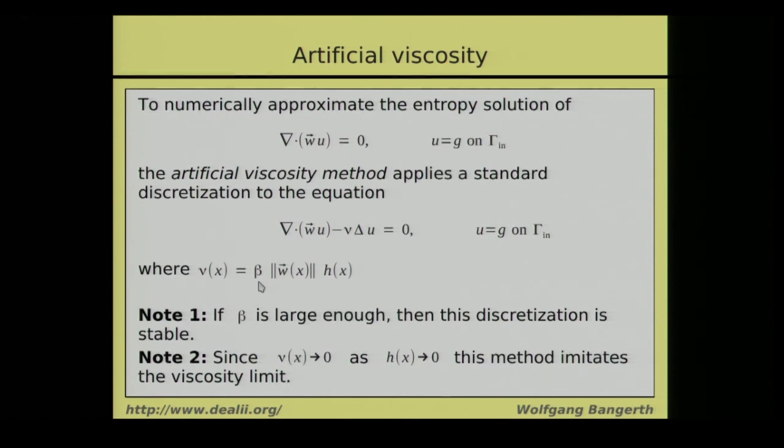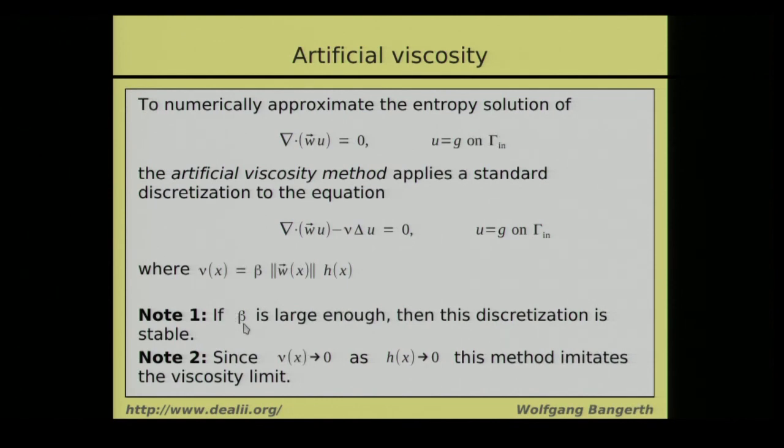It's going to be a non-dimensional constant beta times the norm of the vector field W, so the norm at every given location, not the capital L2 or the H1 norm, but the magnitude of W, times, for example, the mesh size h of x. So in places where h is small, my artificial viscosity is going to be small. And in places where the mesh is coarse and h is large, the artificial viscosity will also have to be large.